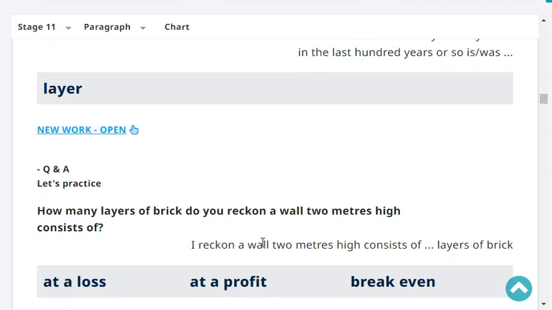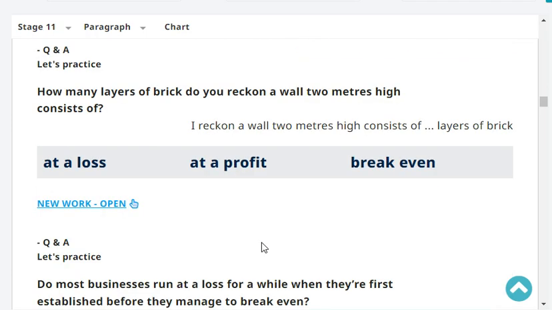How many layers of bricks do you reckon a wall 2 meters high consists of? I reckon a wall 2 meters high consists of 10 layers of bricks.